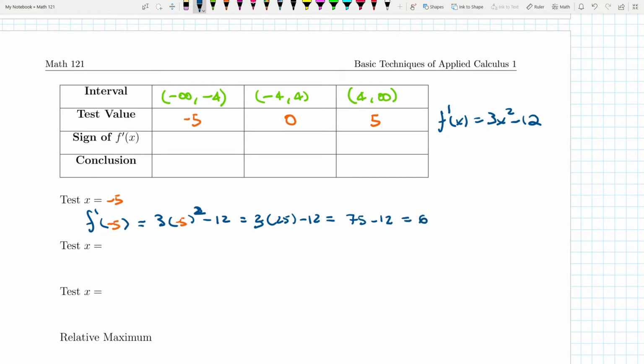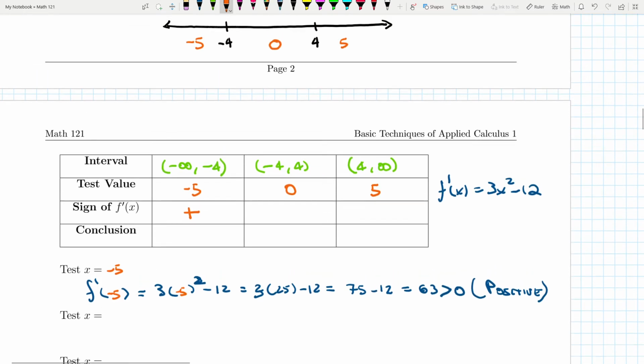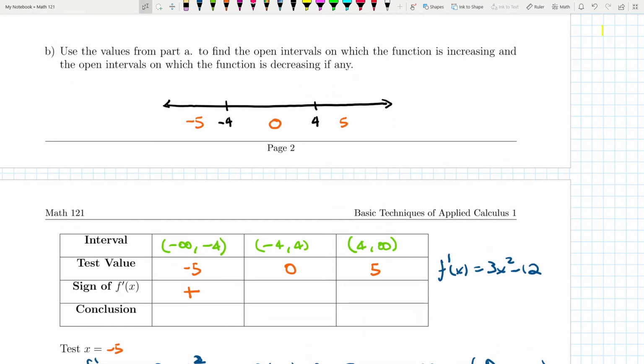which is 63. But ultimately, we really don't care about the value. What we care is that this is a positive number. In other words, 63 is greater than 0. That means positive. All right, so we're going to mark this on the table with a plus. And on the number line, the fact that the derivative is positive means that the function is increasing on this interval.